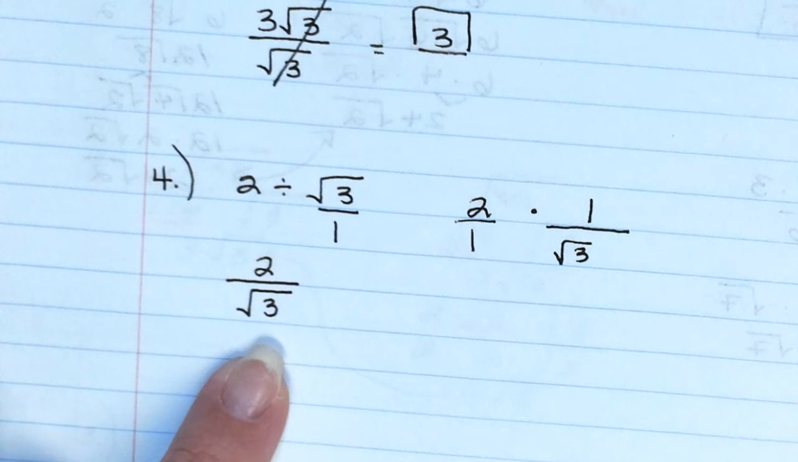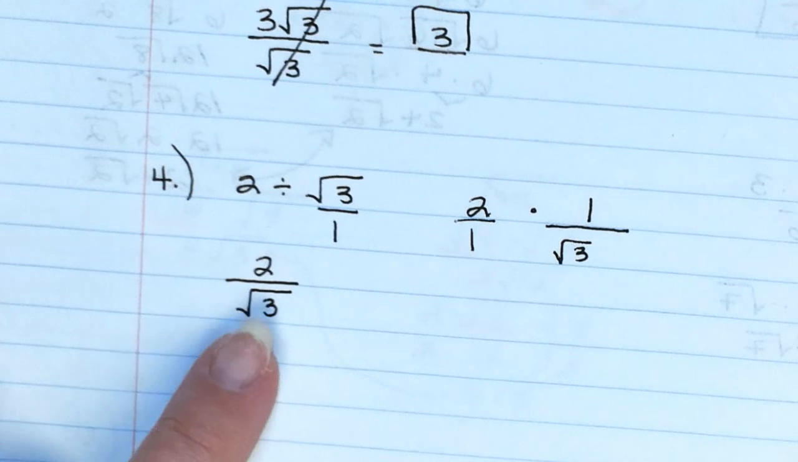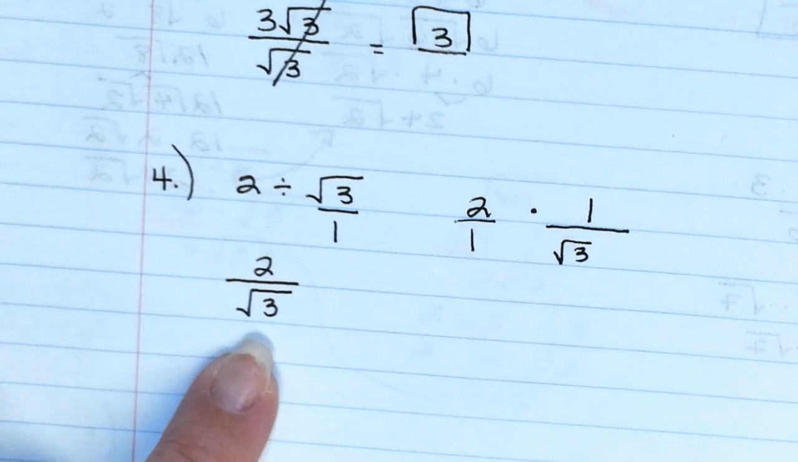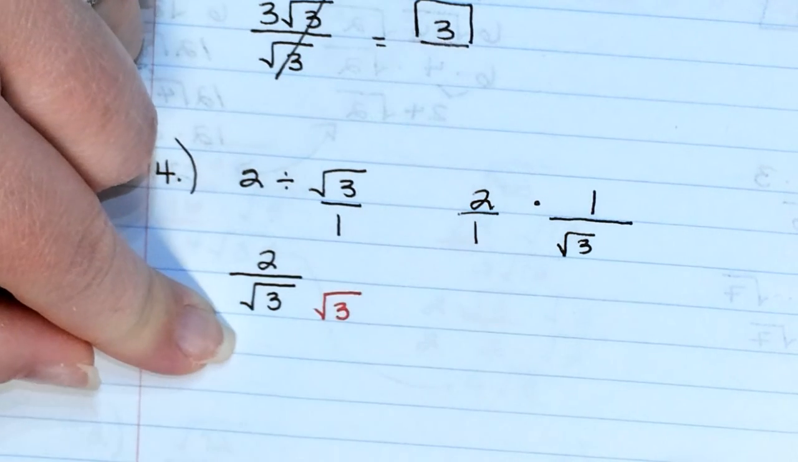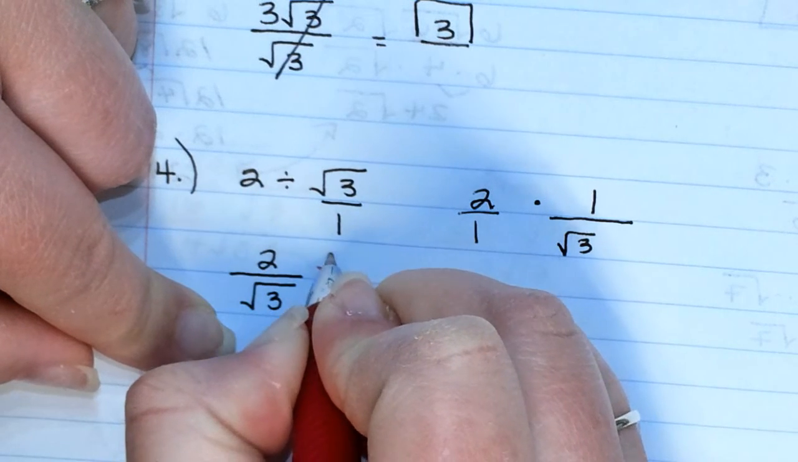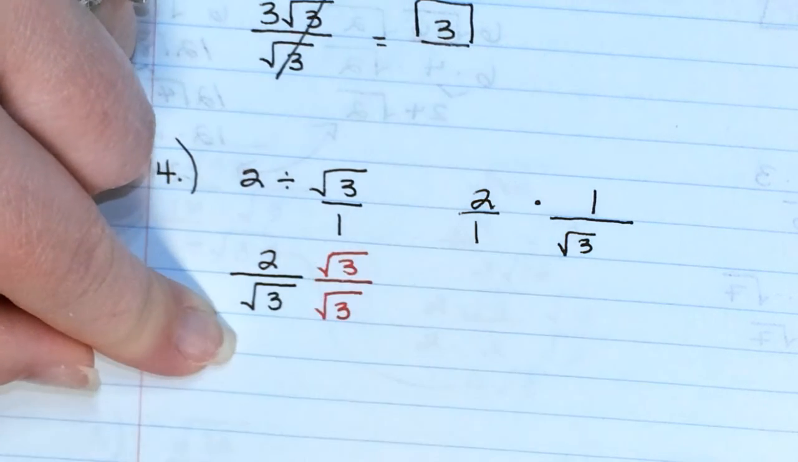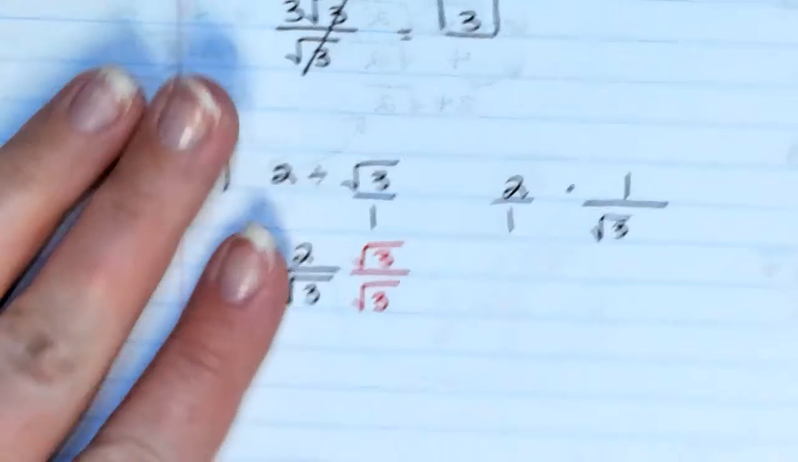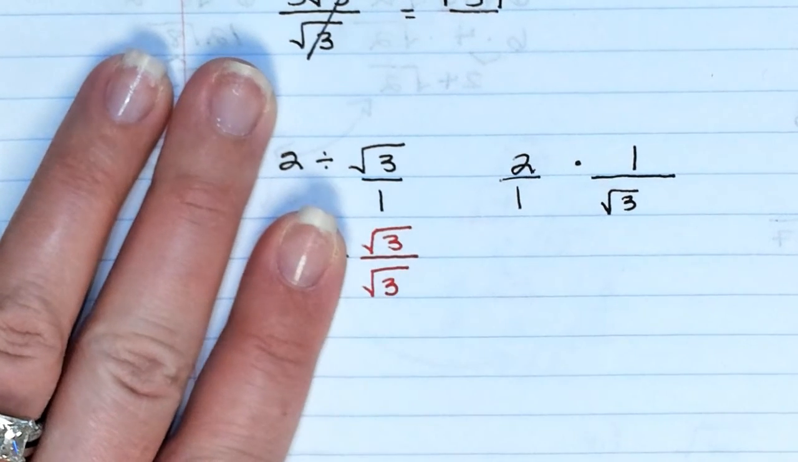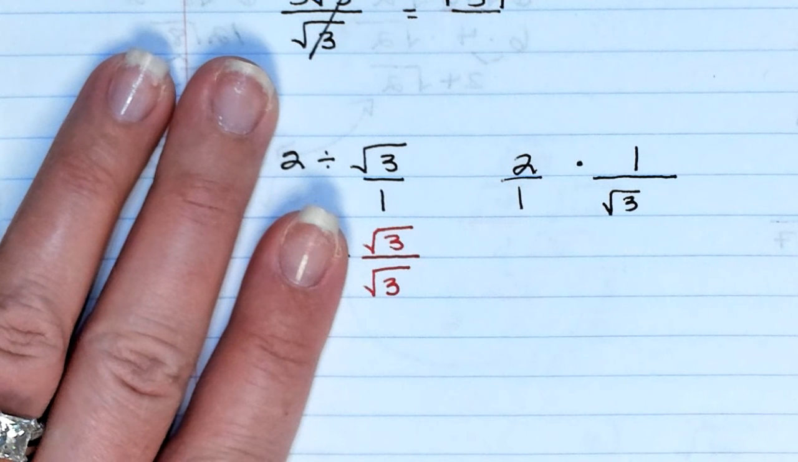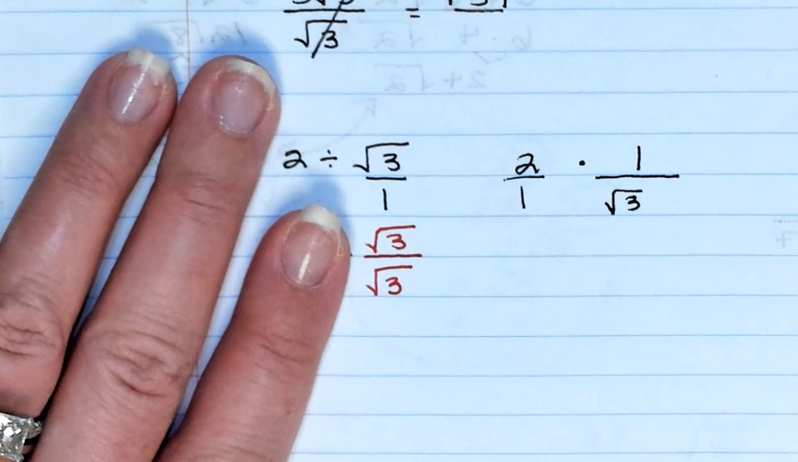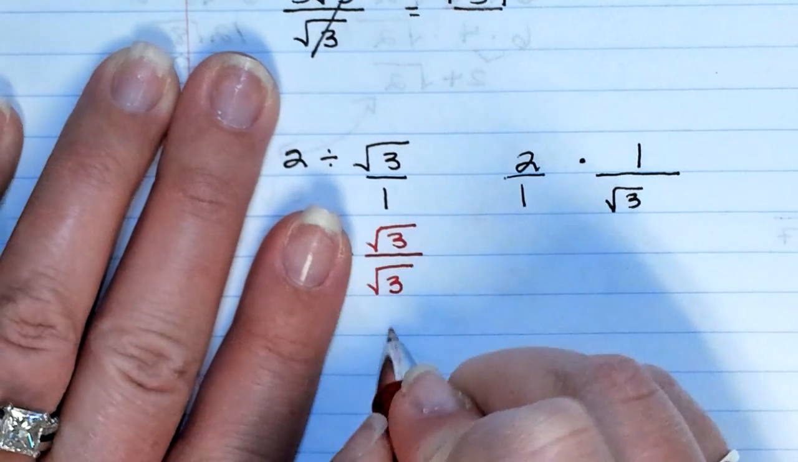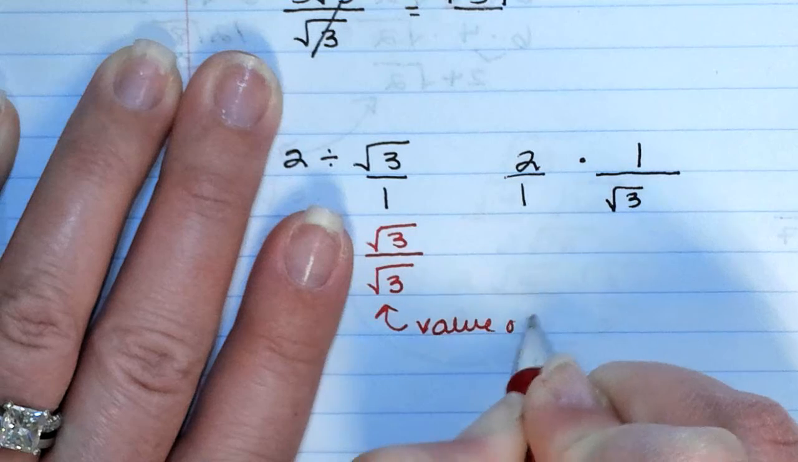Okay. However, if we multiply the denominator by itself, so if I take and I multiply the bottom by the square root of 3, I can do that as long as I do the same thing to the top, because what did I just multiply by? What's the value of this fraction? 1. It's called the undercover 1. Okay? It doesn't look like 1, but it does have a value of 1. Do you see that? The square root of 3 over the square root of 3 has a value of 1. So that cancels out, and then it's just 2.